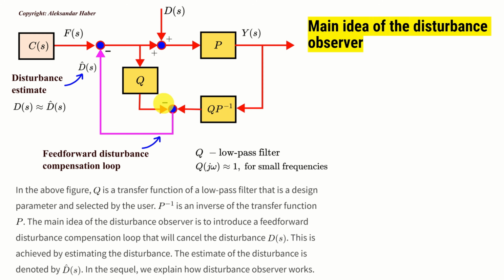The main idea of the disturbance observer is to introduce a feed-forward disturbance compensation loop, shown over here, that will cancel the disturbance d of s. This is achieved by estimating the disturbance, and the estimated disturbance is denoted by d hat of s. Let us focus on this block. The transfer function of this block is equal to the product of Q and P inverse. That is, the transfer function of this block is the product of our Q low-pass filter and the inverse of our plant.